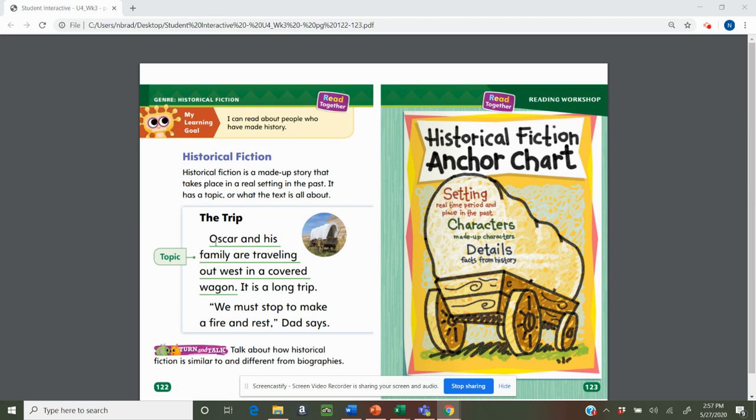The Trip. Oscar and his family are traveling out west in a covered wagon. It is a long trip. We must stop to make a fire and rest, Dad says.